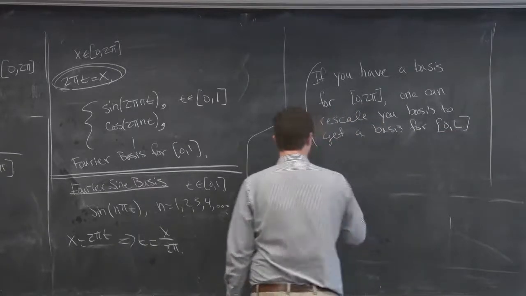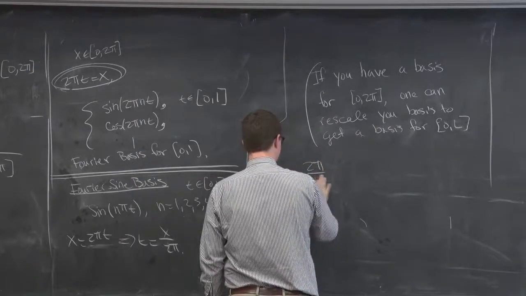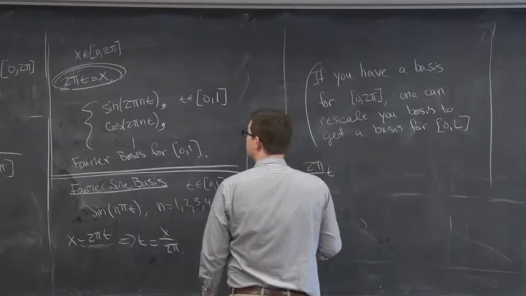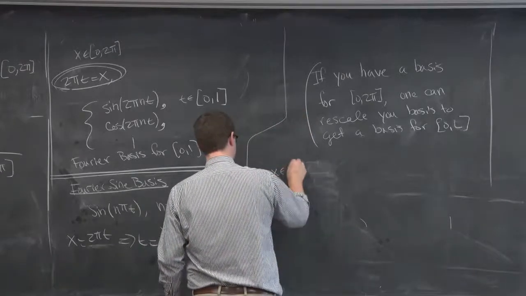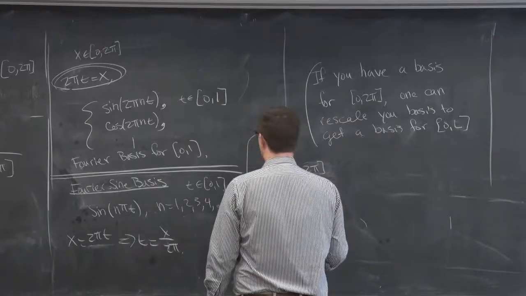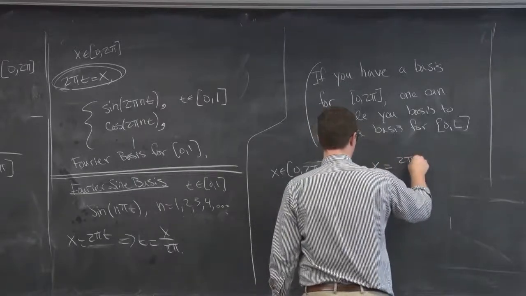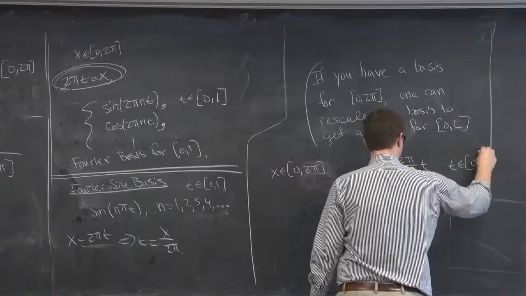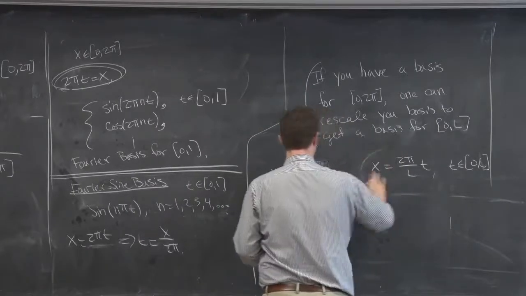Okay, so here, what do you have to do? 2 pi divided by L times t. So I want to make this right. So we're going to call x the thing in 0 to 2 pi. Okay? So I guess you can do x is 2 pi over L t for t in 0 to 1, or 0 to L. Okay, so this is the change of variables here.